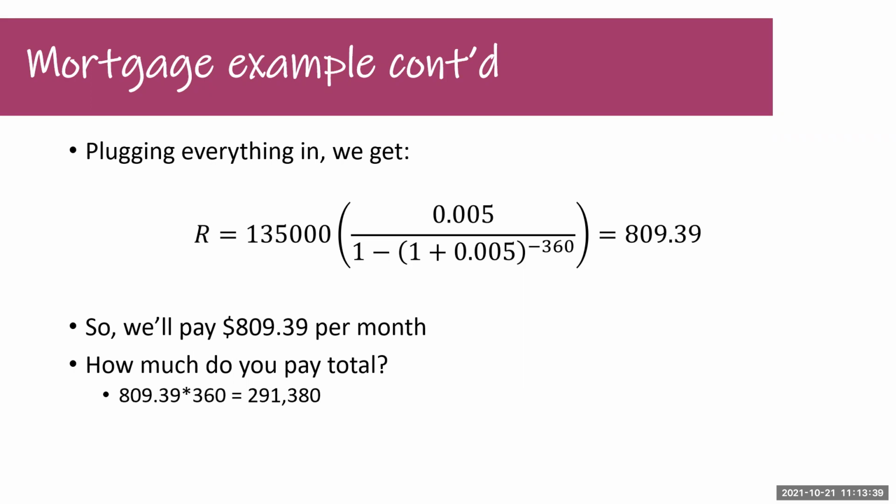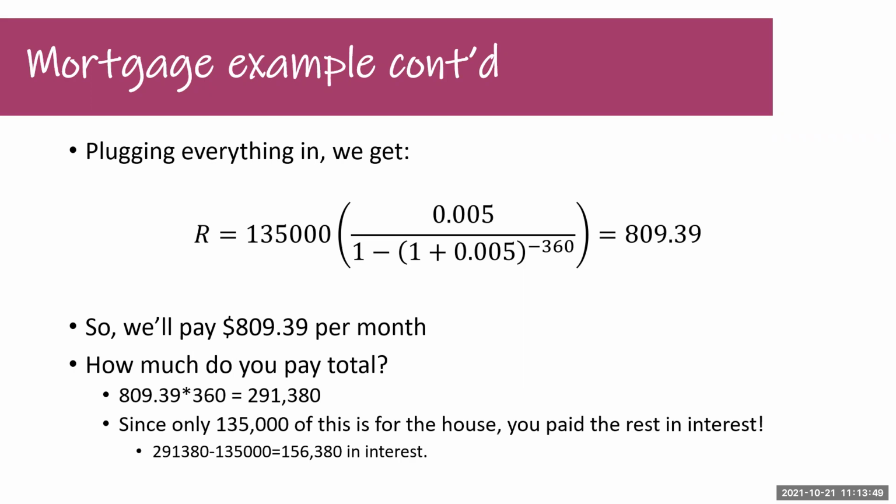So the house was $150,000 to begin with. You put $15,000 down, and over the course of your loan, you actually paid $291,380. Only $135,000 of this is for your house, because remember, you already paid $15,000 down. The rest of it was paid in interest. So you paid $156,380 in interest. You paid more in interest than you did for the house.